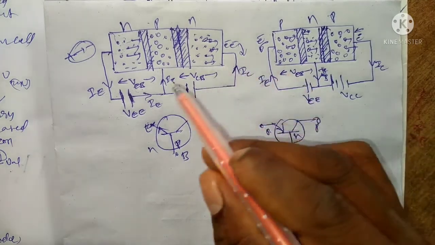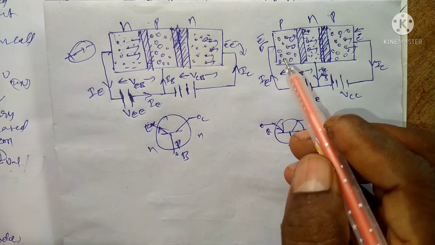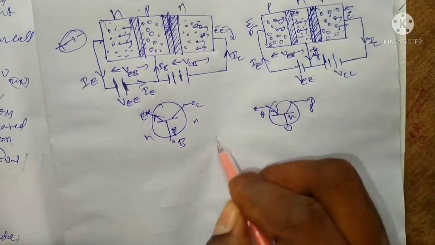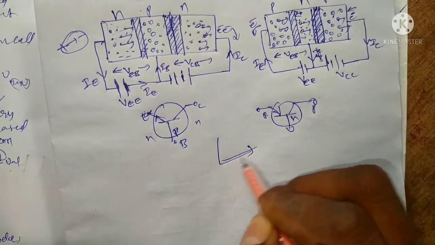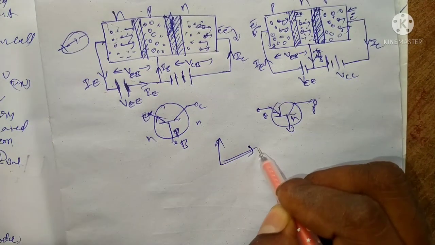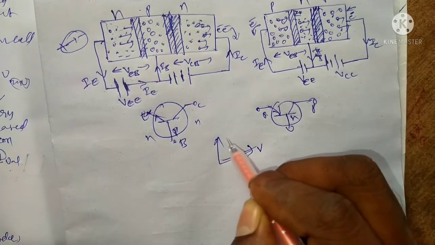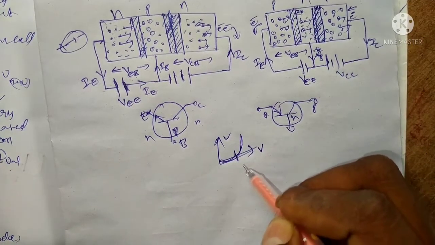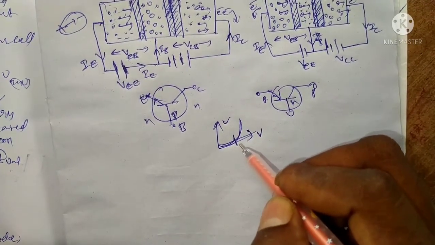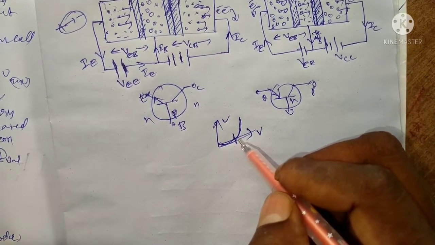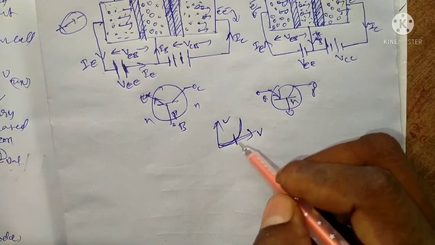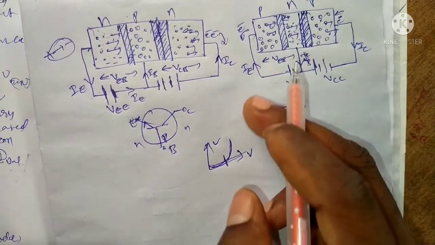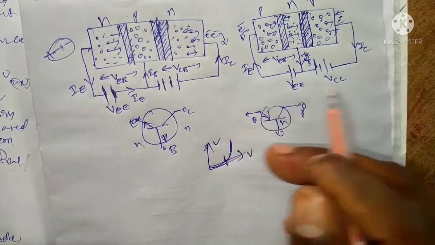Here, in the case of forward bias, the current is more. We can explain the VI characteristics of the forward bias, that is, voltage versus current. You get the graph like this. Up to a certain voltage, called the critical voltage, there is no flow of electrons. That is because of the depletion layer. The width of the depletion layer is very small in the case of forward bias.